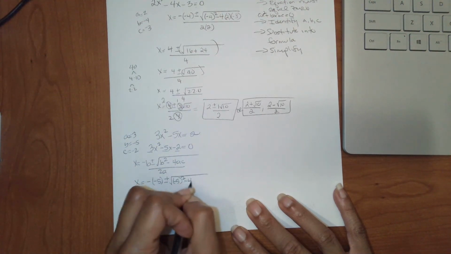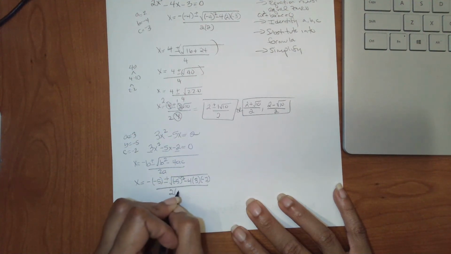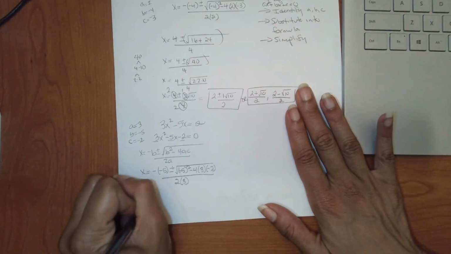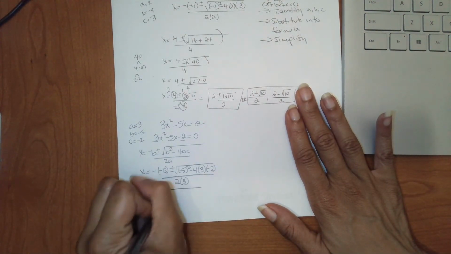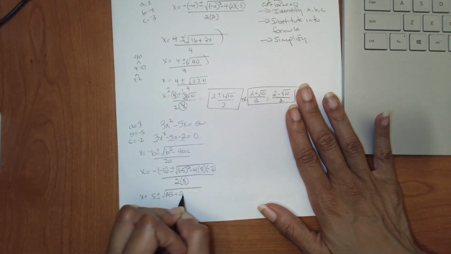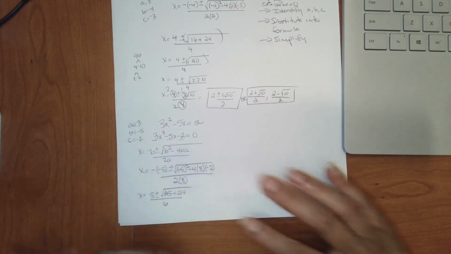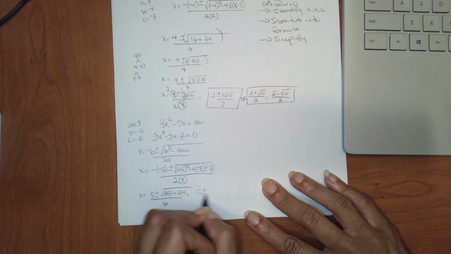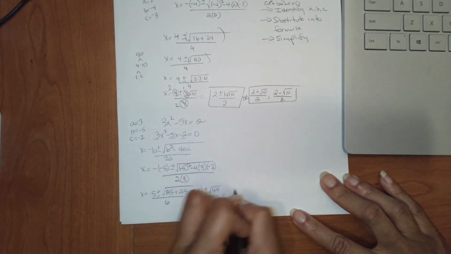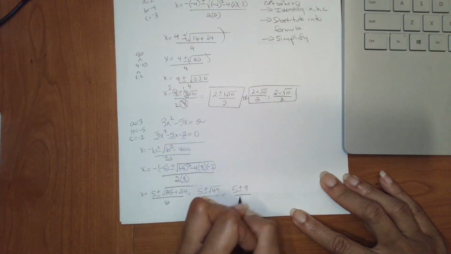5 squared minus 4 times A times C all over 2A. And then you just start simplifying. So 25 plus 24 over 6. So 5 plus or minus the square root of 49 over 6. So the square root of 49 is what? 7. So we're looking at 5 plus or minus 7 over 6.